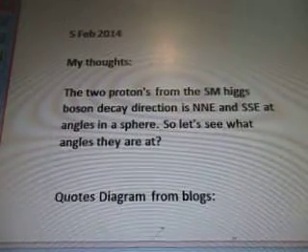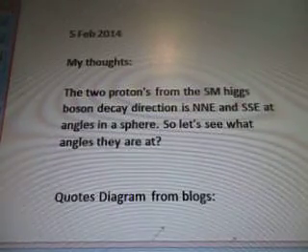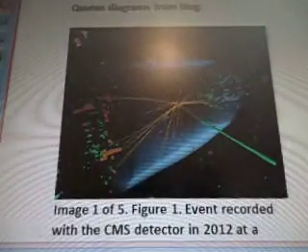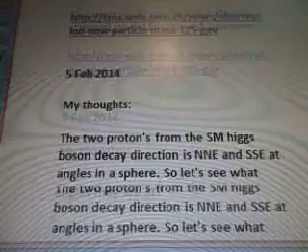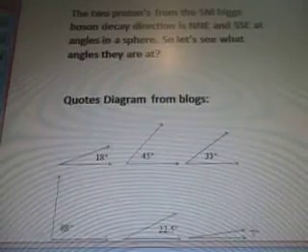Is north, northeast, and south, southeast at the angles in a sphere. So let's see what angles they are at. So I'm looking at the direction that they go, and then I'm looking at what angles do they go at, just, I don't know, just out of curiosity, right? So quotes and diagrams are from a blog.